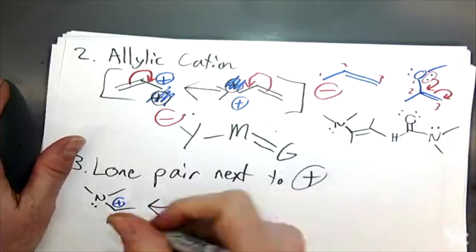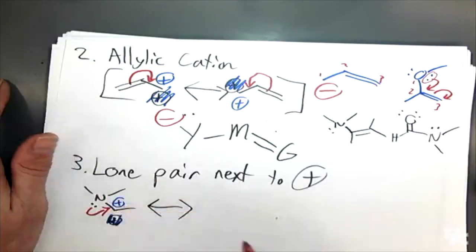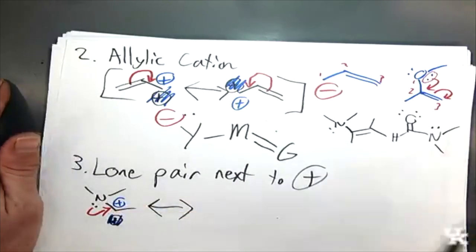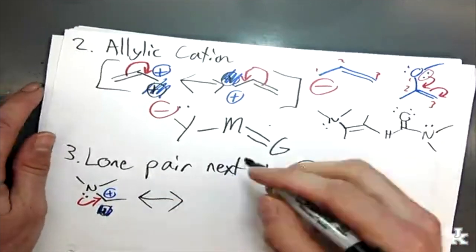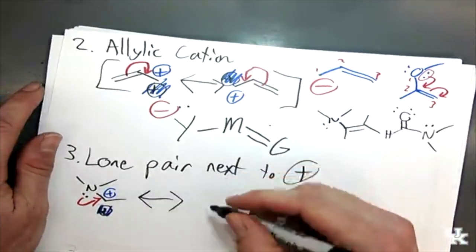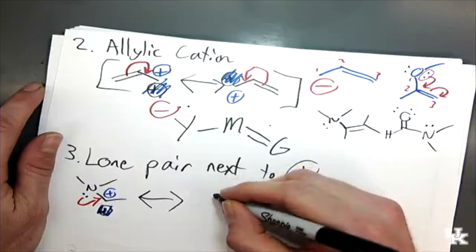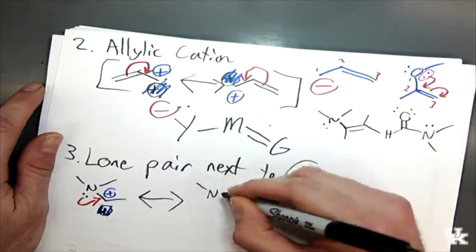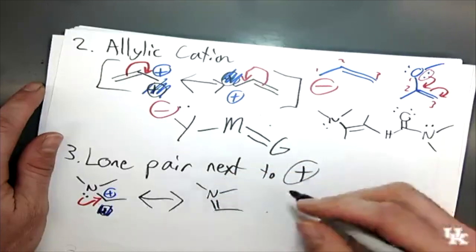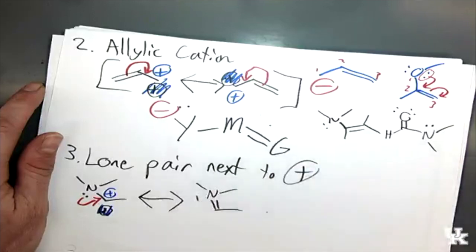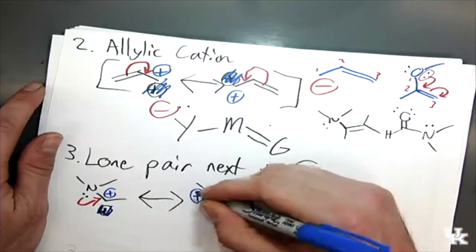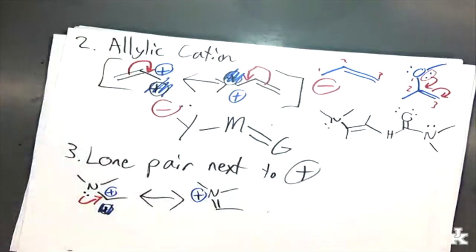I heard some murmuring. It's not exactly a short answer, is it? The lone pair will move into the bond between the two, and instead of a neutral nitrogen and a positively charged carbon, you will now have a positively charged nitrogen and a neutral carbon.